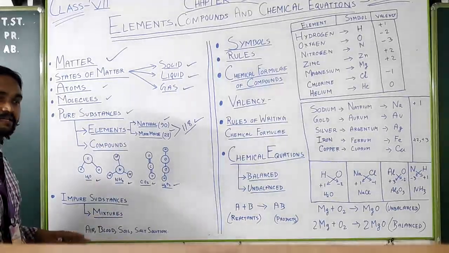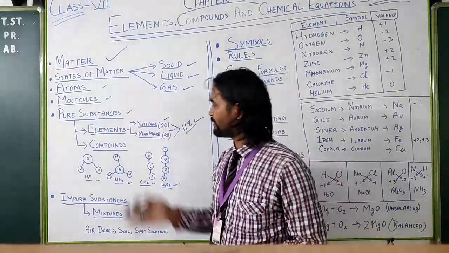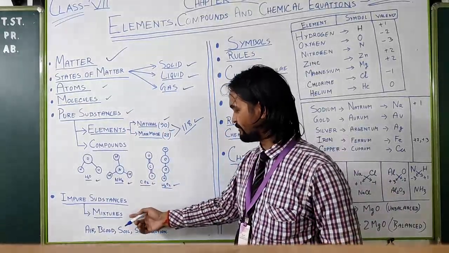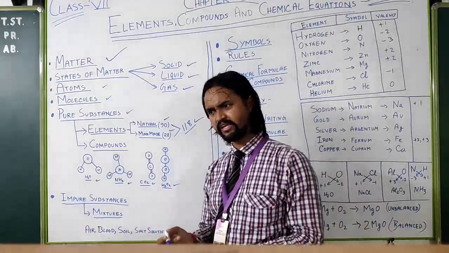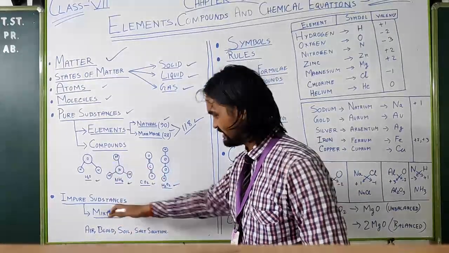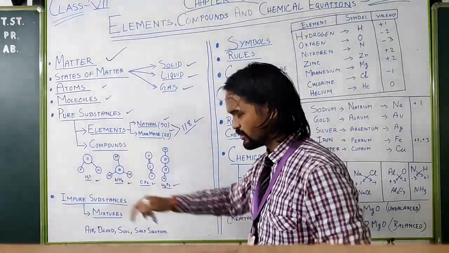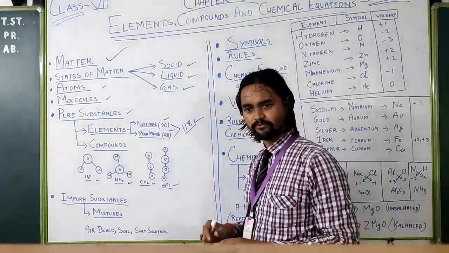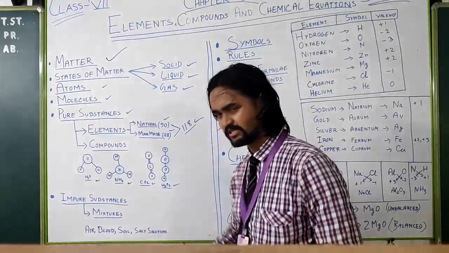Impure substance means the substance that is made up of different elements or different compounds which mix with each other in different ratios. That means no fixed ratio is available for a mixture. They can mix in any ratio. For example, you can take one spoon of salt and one spoon of sand and mix them with each other. It is also a mixture. If you take 2 spoons of salt and 3 spoons of sand, this is also a mixture. If you take 1 cup of water and 1 cup of soil and mix it, this is also a mixture. This is also an impure substance.